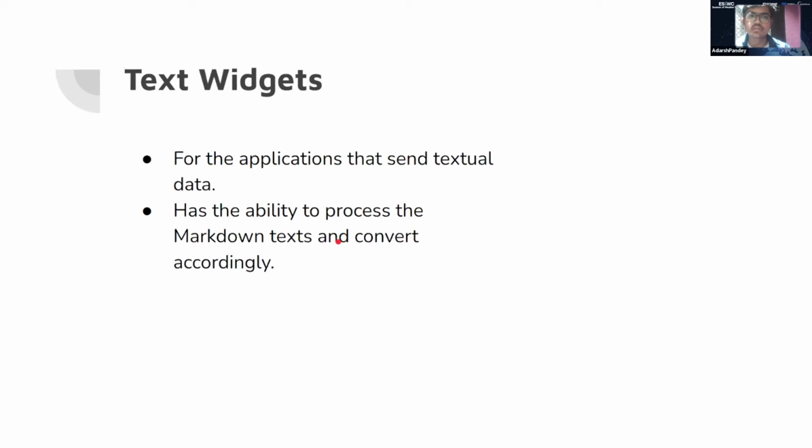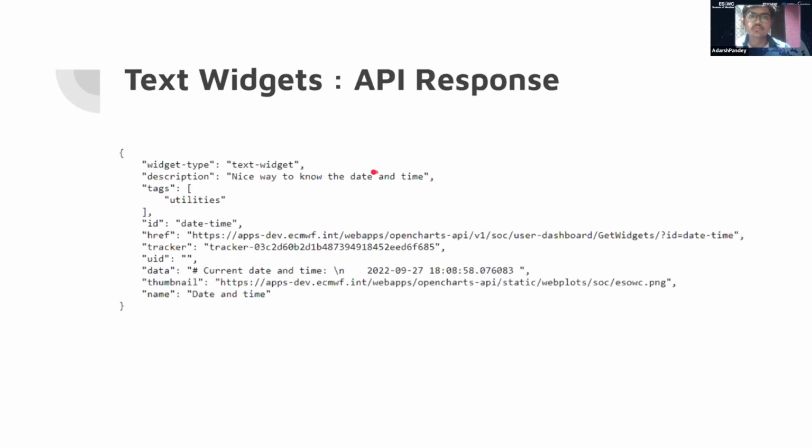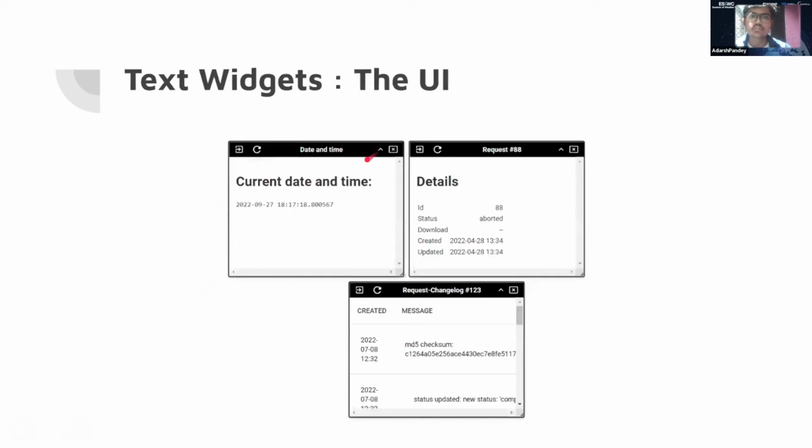So this is a really powerful thing for the application developers that just want to send textual data with a nice little formatting and don't want to get into a lot of details to conform it to a table type widget. Other than the table type widget, you can have simple text. The typical API response of a text widget looks something like this. We'll have a widget type, a description, tags, ID, href, data, that is a markdown string that we'll have, thumbnail, and the name of it. And this is how it is rendered on the screen.